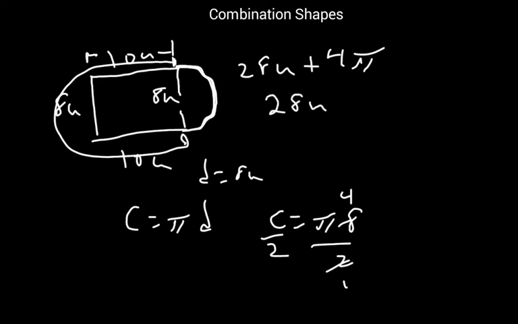So this would be 28. This is 4 pi units. 28 units plus approximately 12.56 units. So that would be 40.5 units. So when you have this kind of shape, you have to use logical reasoning, figure out what you can use some formulas, but sometimes you just have to do a lot of addition. So you look for a way that you can figure it out and make it work for you. So that's how you work with combination shapes.